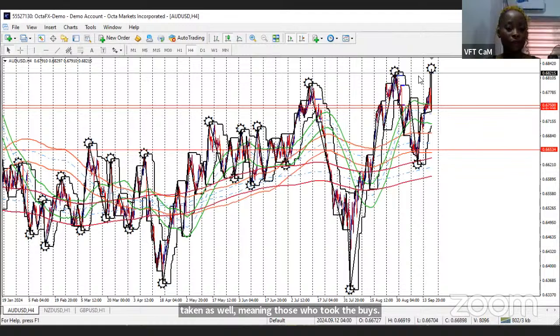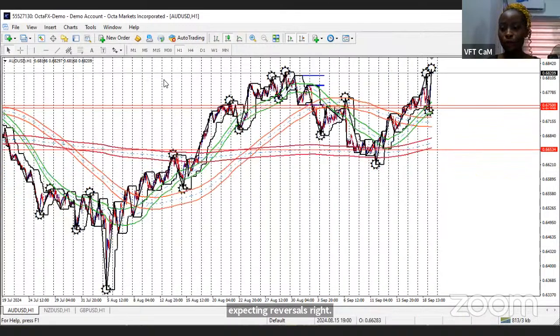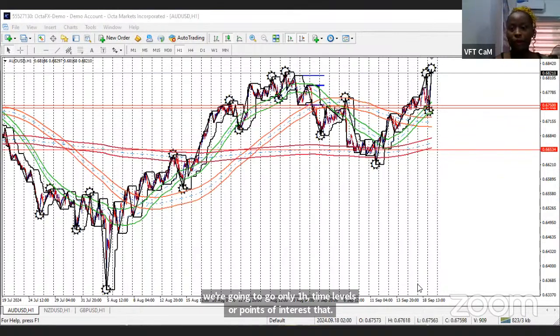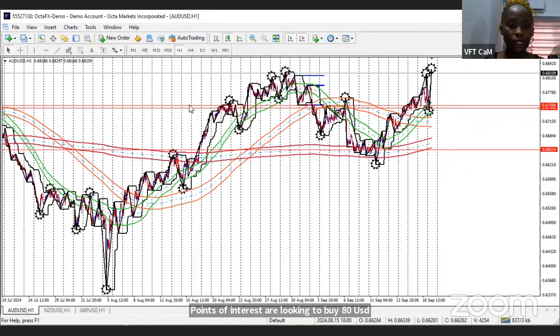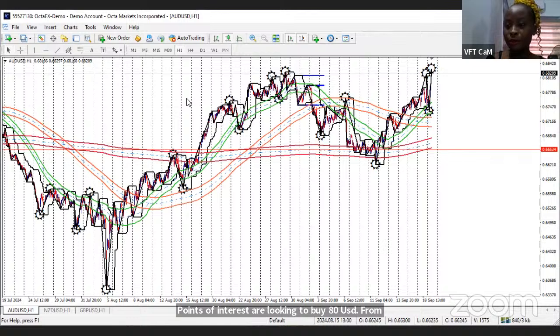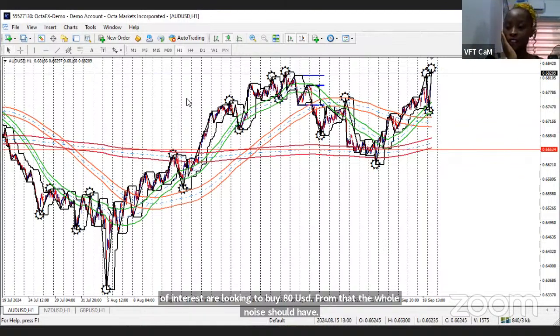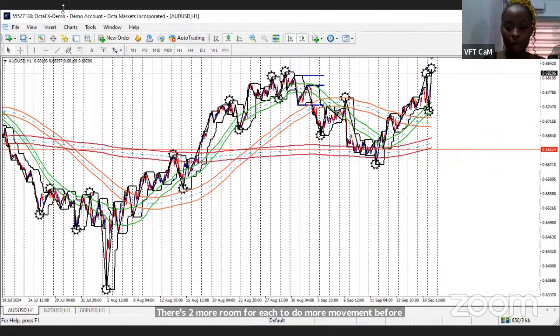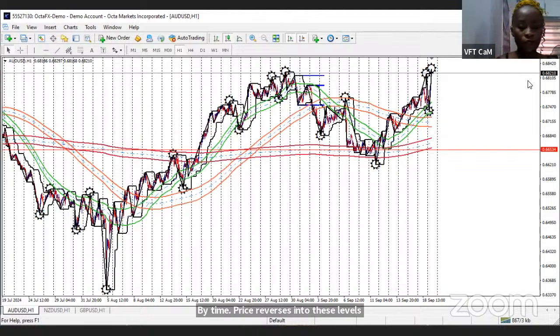We're expecting reversals, right? So we're going to go on the 1 hour time frame and mark out levels or points of interest that we'll be looking to join the buy from. We're looking to buy AUD USD now that the whole noise should have settled. Although there's still more room for it to do more movement before we finally get a clear move. But I believe by the time price reverses into these levels we're going to be marking out, we can then join the move, right?